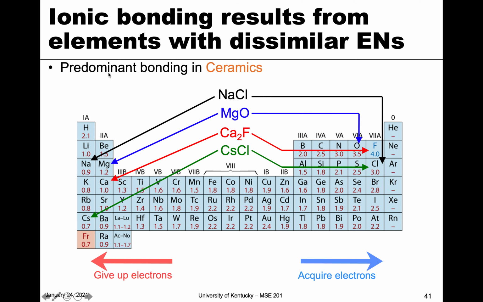And so these are the predominant bonding in ceramics. Ceramics have a lot of ionic bonding, and we're looking at very dissimilar materials. You'll notice that chlorine has a very high number, as do oxygen and fluorine. All of those paired with more electropositive elements here on the left side of the periodic table are going to give us predominantly ionic materials.